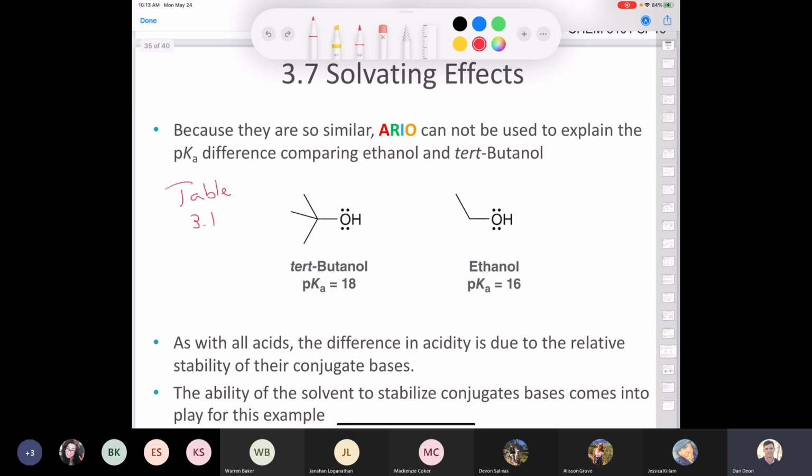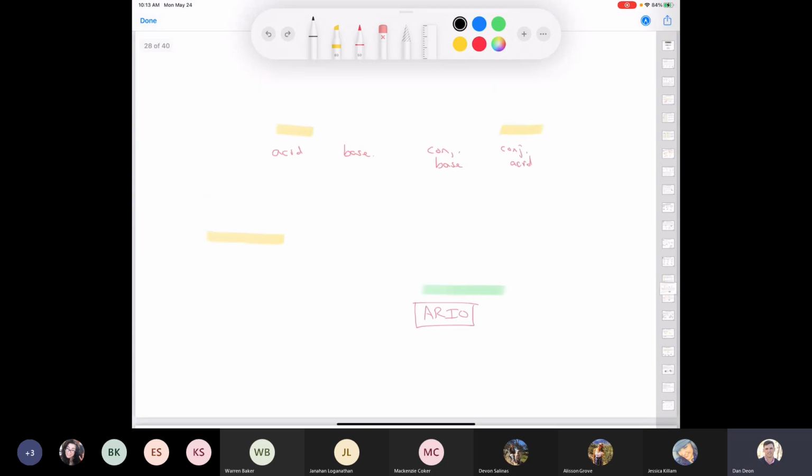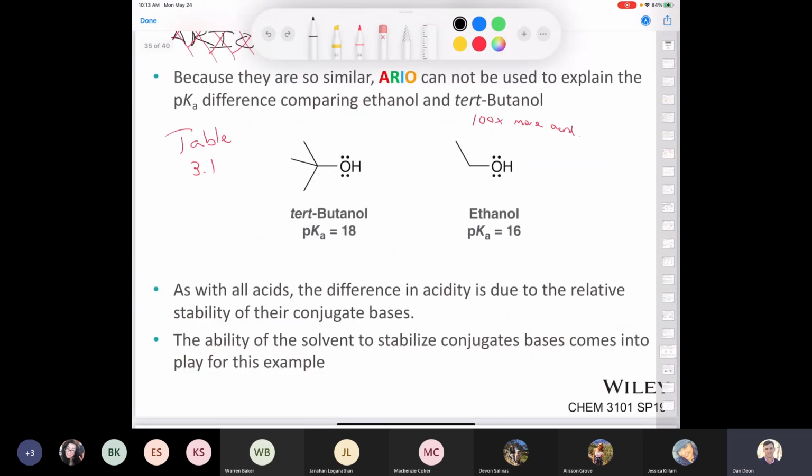And there is a difference, right? This is 100 times more acidic than this compound, because it's got a lower pKa. You can't use ARIO here, can you? Let's think about it. You've got atom, resonance, induction, orbital, right? If you were to draw the conjugate base of both of these, you'd have the negative charge on an oxygen. There's no resonance structure to draw. There's no induction, and the orbital would be the same. How would you explain the difference in acidity between these two? Why is this a stronger acid? It's got to have something to do with the conjugate base that's formed, doesn't it? And it absolutely does. Let me find my slide here.